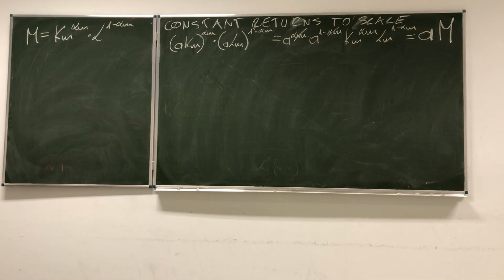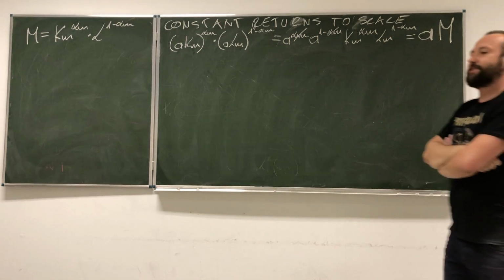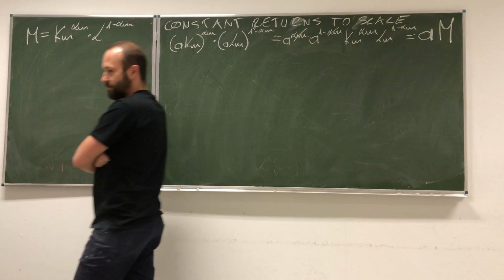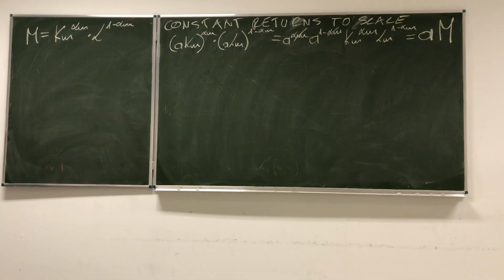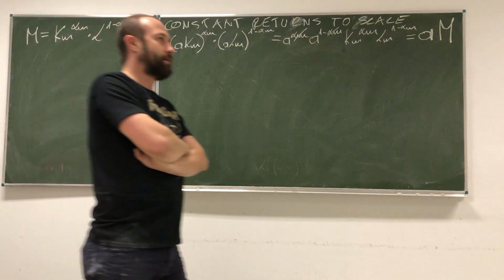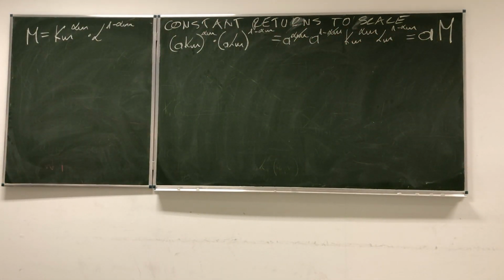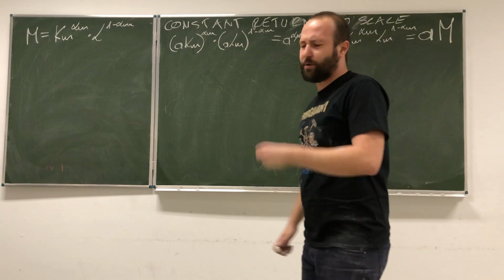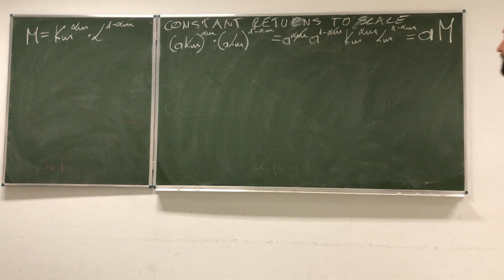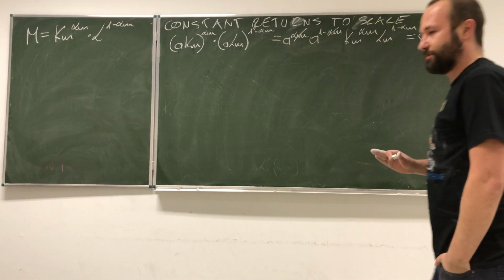So look, constant returns to scale imply that if I double the level of labor and double the level of capital in a company, I should double the level of production. Okay, pretty simple, we've done it in a lot of classes. What does this imply for our model?